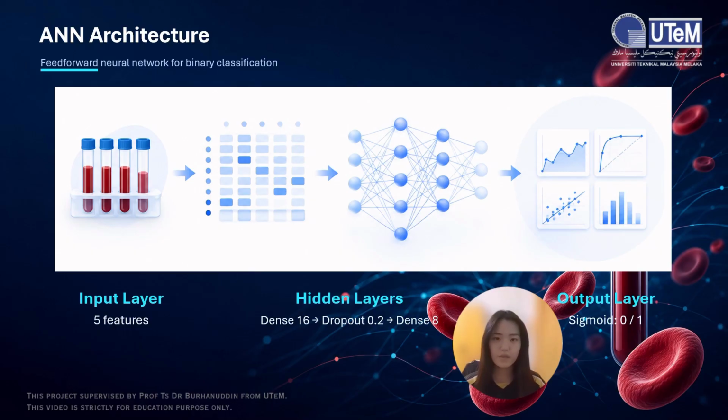Finally, the output layer uses 1 neuron with sigmoid activation. Sigmoid is suitable for binary classification because it produces a value between 0 and 1. If the output value is closer to 0, the model predicts the patient as non-anemic. If the output value is closer to 1, the model predicts the patient as anemic. This architecture allows the ANN to perform anemia classification in a structured and efficient way.